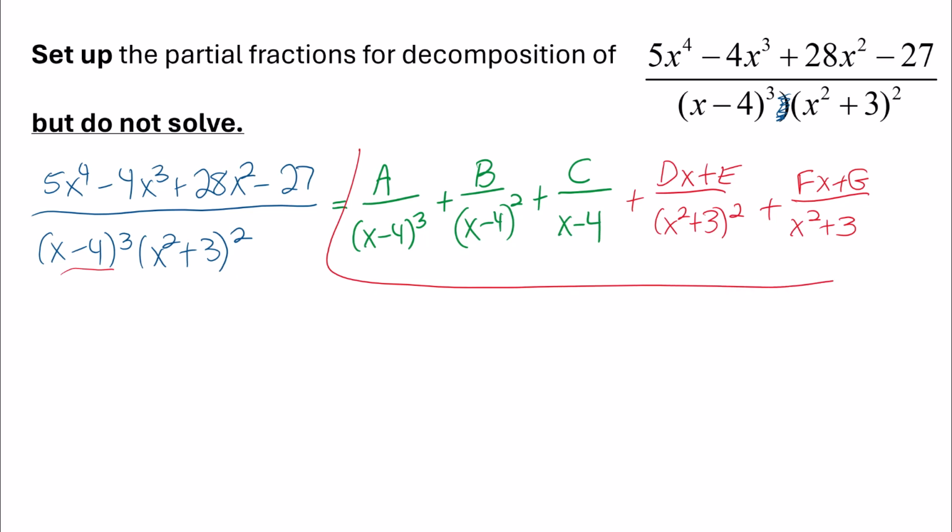So those we would have 1, 2, 3, 4, 5, 6, 7 equations and 7 variables, so we're not going to solve that, but we just wanted to show and make sure you could show how you would set it up.